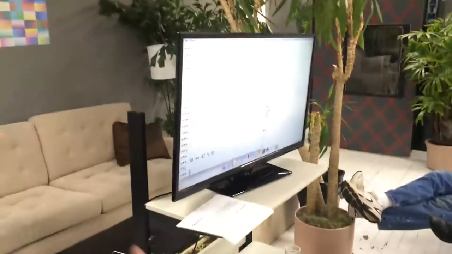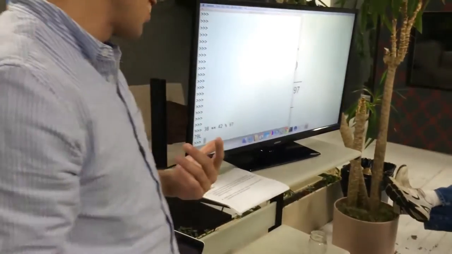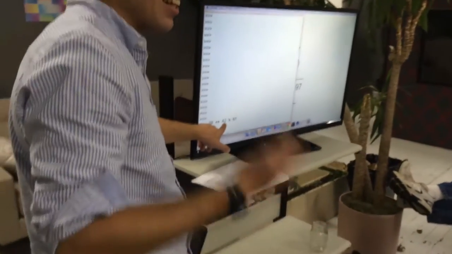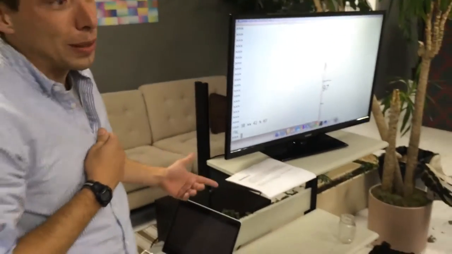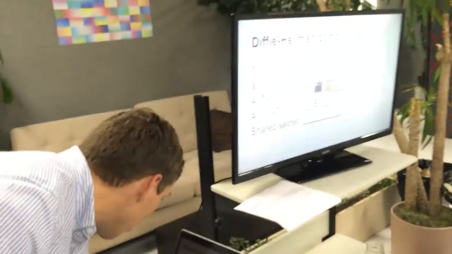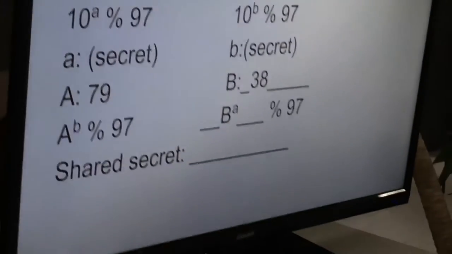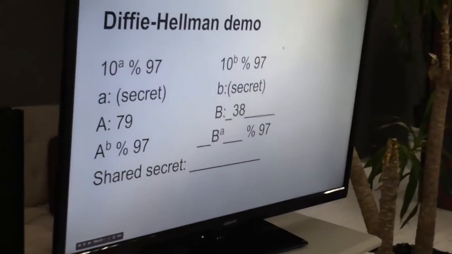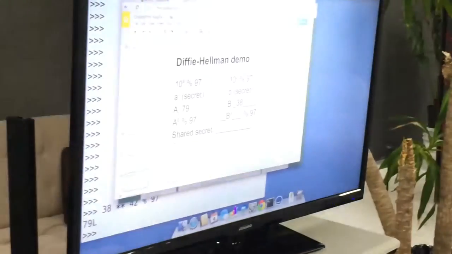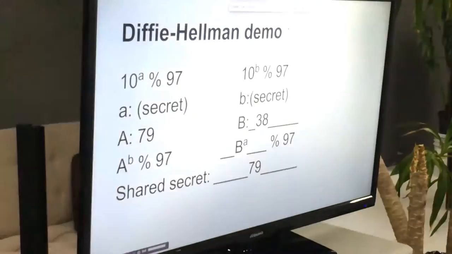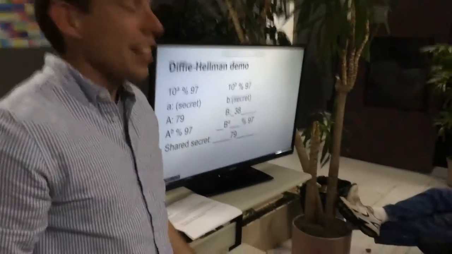79. Yes. So we shared a secret, and we both knew it, but as long as you didn't know his little a and my little b, or even if you know one but not both of those, you can't get it. So it works. That's the Diffie-Hellman key exchange. It's actually really not that complicated.